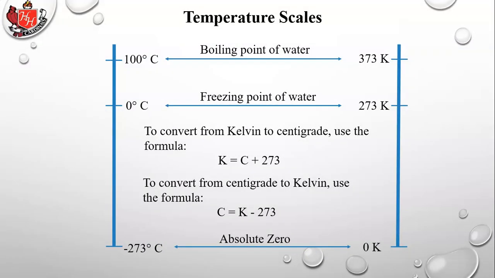So to convert between Kelvin and centigrade, just use a very simple formula. Centigrade plus 273 will equal the temperature Kelvin. To convert from Kelvin to centigrade, you just use the reverse of the formula. You take the Kelvin, subtract 273, and that will give you the degree in centigrade. Just remember, a Kelvin temperature numerically is always going to be bigger than a centigrade temperature.